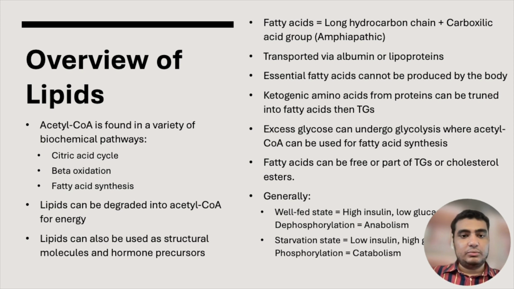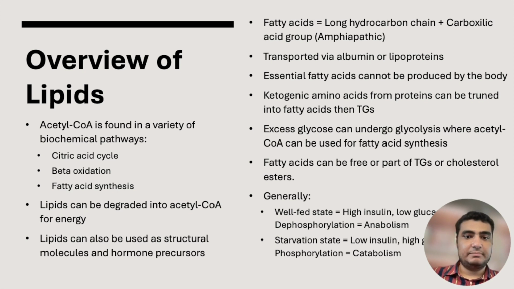Among that, we need to know how these lipids are transported. So these lipids are generally transported through an exogenous or an endogenous pathway. We will be discussing this. And after that, we need to also know what types of lipids there are. So for example, there are fatty acids, which are long hydrocarbon chains with a carboxylic acid group at the end. This carboxylic acid group provides some polarity to the molecule.